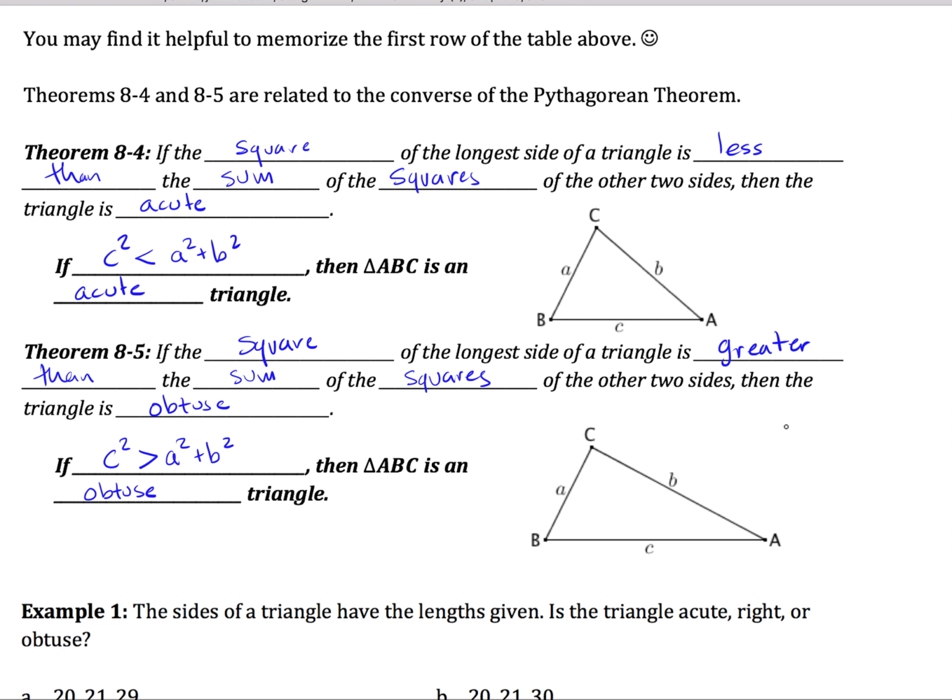So in other words, what we now know is that if C squared equals A squared plus B squared, then that's a right triangle. If C squared is smaller than A squared plus B squared, that's an acute triangle.